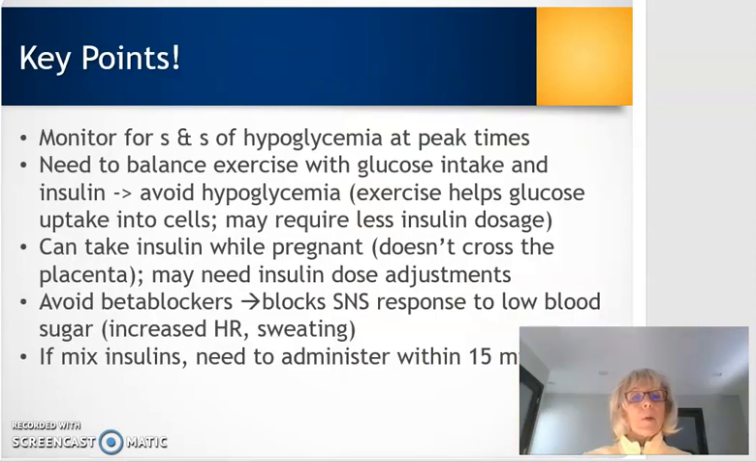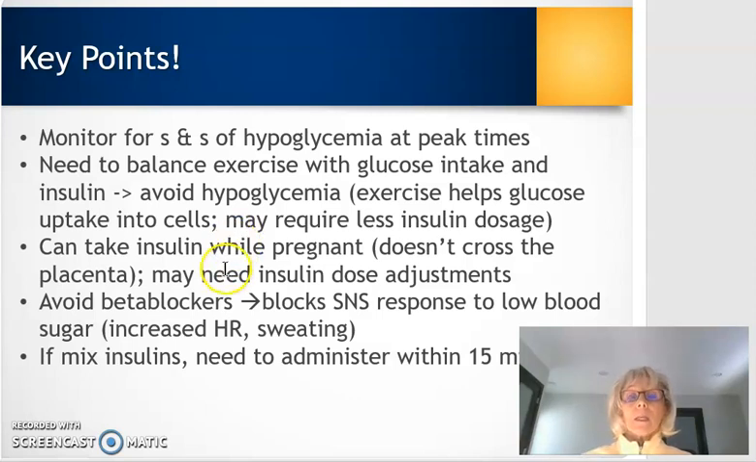So here are some key points about insulin. We need to monitor the patients for hypoglycemia at peak times. That's when the insulin is working at its highest level to take sugar out of the blood and put it into the cells. You have to be very careful, and this goes into your teaching with insulin, that you need to balance exercise with glucose intake. Exercise helps the cells to take up glucose. So if you're taking up glucose and you aren't eating, that's going to be really difficult. So you need to balance that.